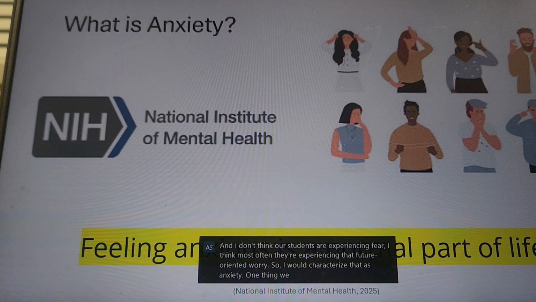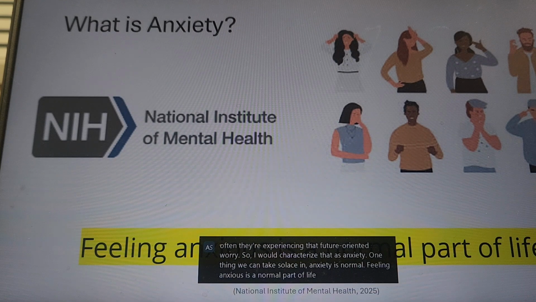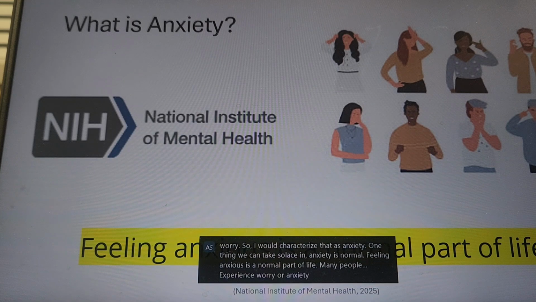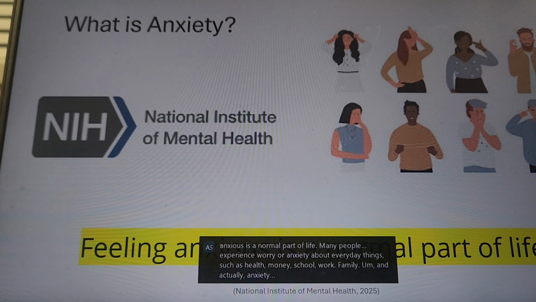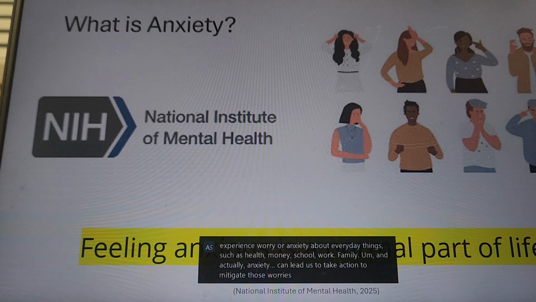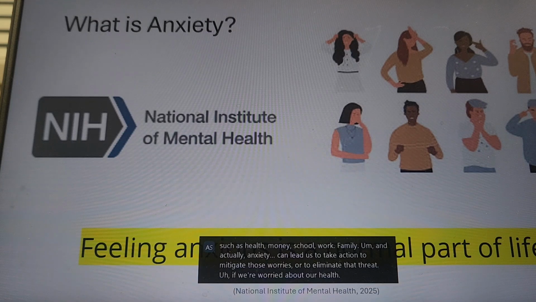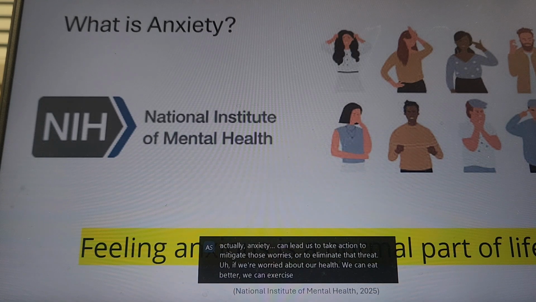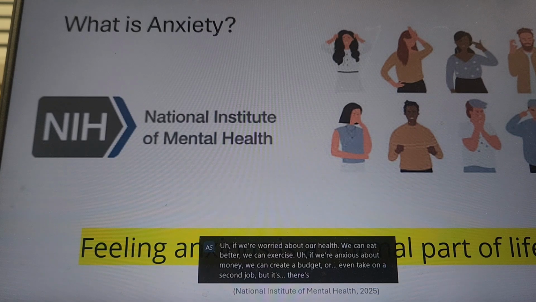One thing we can take solace in, anxiety is normal. Feeling anxious is a normal part of life. Many people experience worry or anxiety about everyday things such as health, money, school, work, family. And actually, anxiety can lead us to take action to mitigate those worries or to eliminate that threat. If we're worried about our health, we can eat better, we can exercise. If we're anxious about money, we can create a budget or even take on a second job. But there's actions we can take. And sometimes anxiety is enough to motivate us to take those actions.